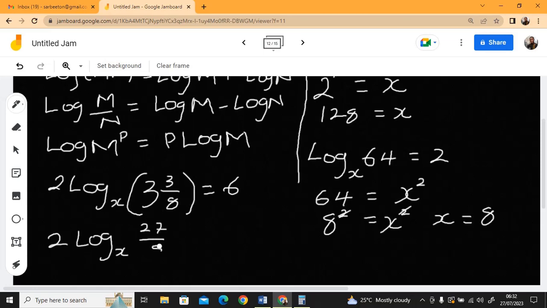27 over 8, right? Something like this. Then is equal to what? Is equal to 6. Now I told you when we were doing this logarithm that anything that is at the power here can come here. The same thing, if you have something like this, what is the number here can move here and becomes the power. The same thing I'll do: this 2 here, I can move it here, it becomes the power here. That's what I'm going to do.